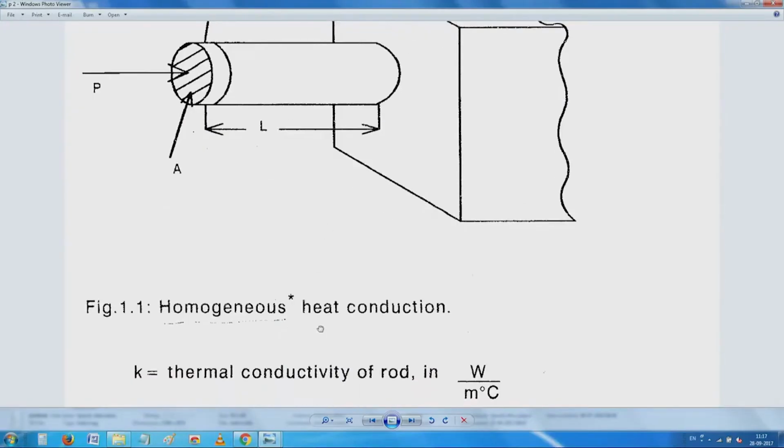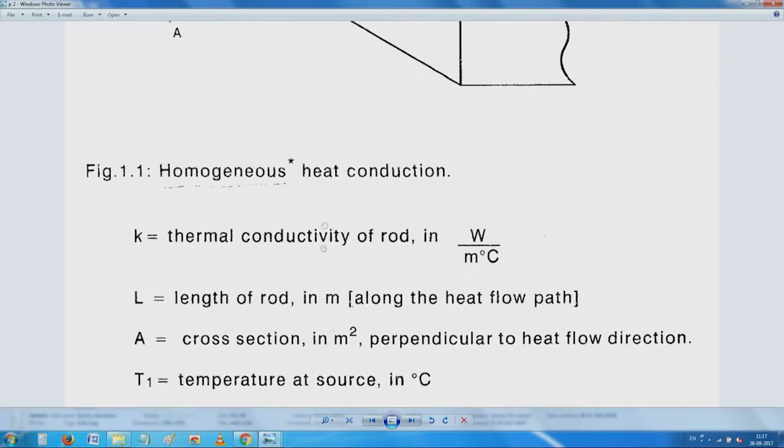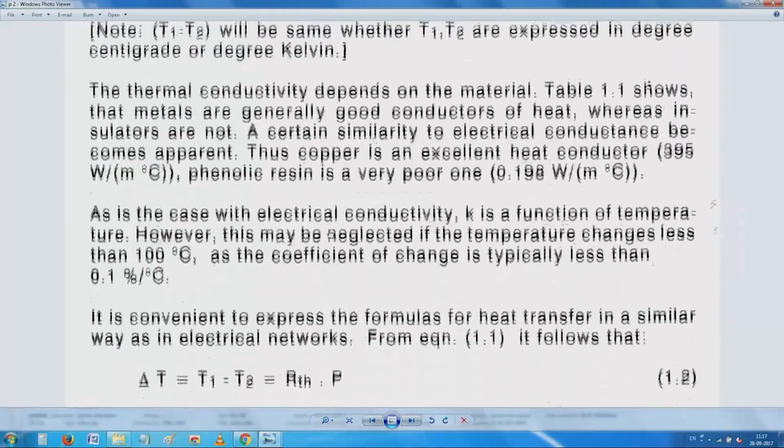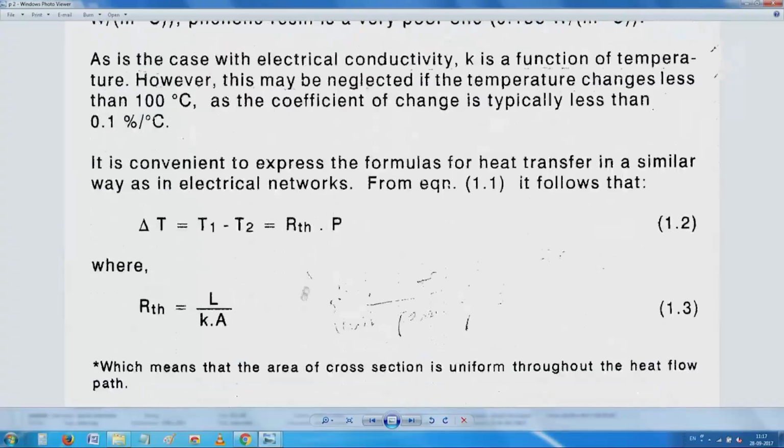You have seen this homogeneous heat conduction. There is a star there, I will read the star about it later. It generally says that the star refers to the area of cross section being uniform throughout the heat flow. You understand, no? Area of cross section is very critical about it.